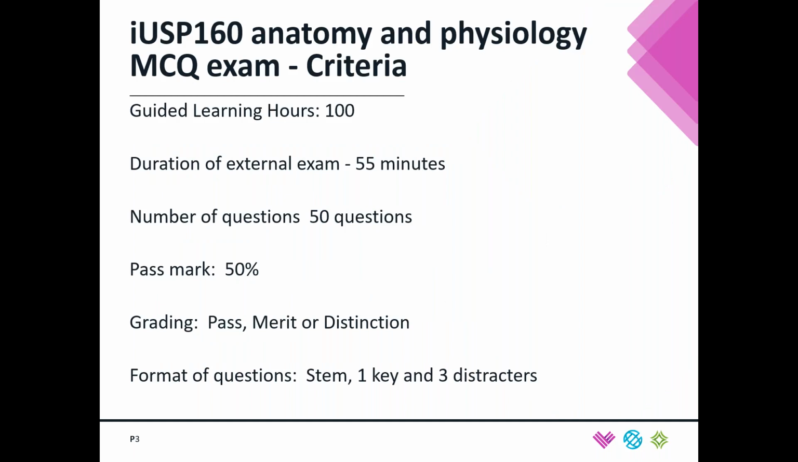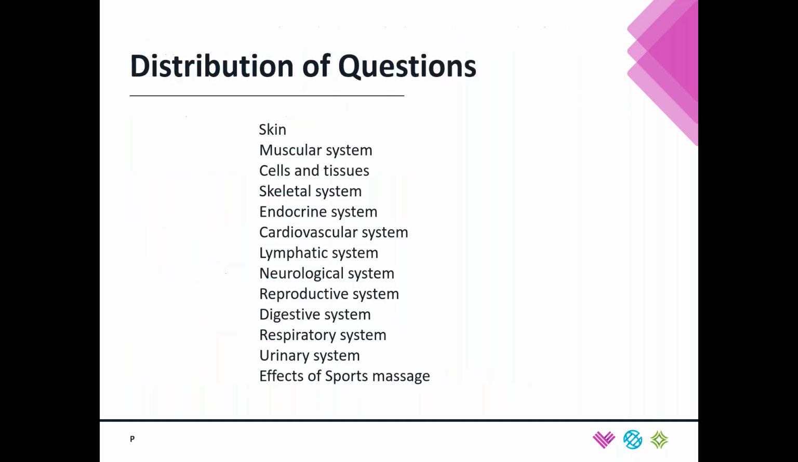Thanks, Carol. So the new Anatomy and Physiology MCQ is now going to be called IUSP 160, that underpins the new Level 3 qualification. The guided learning hours is now going to be 100. The duration of the external exam is going to be 55 minutes. The number of questions is going to be 50. The continuing pass mark is going to be 50%, and the grading is still going to be a pass, a merit, or a distinction. The form of the questions remains the same, which is a stem of 1 key answer and 3 distractors.